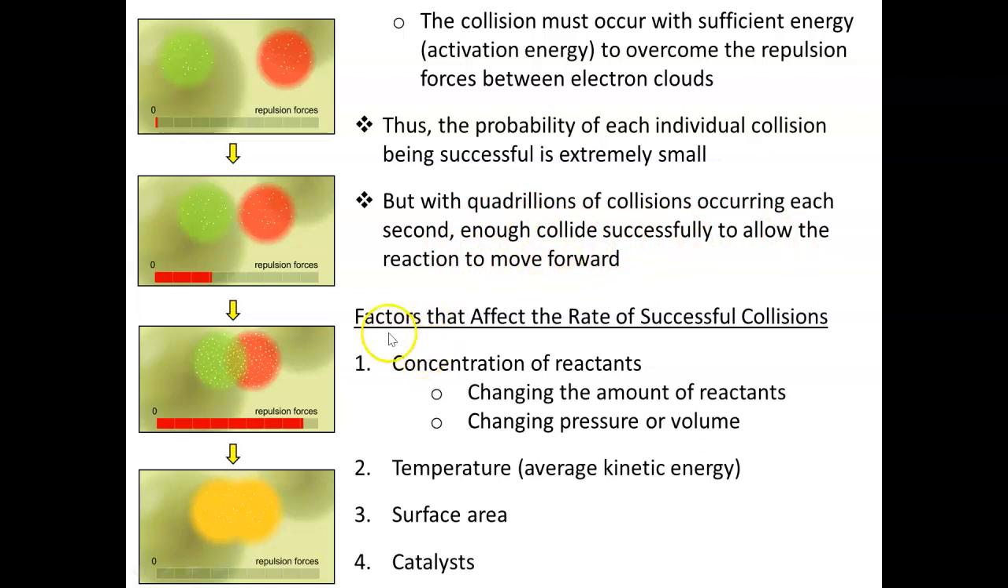Keeping this in mind, there are 4 factors in general that affect the rate of successful collisions. The first variable or factor is concentration. By changing the amount of reactants or changing the pressure or volume of the container that they are in, we can change how crowded or how concentrated the reactants are. Now, this doesn't mean that we're making each collision luckier or more likely to succeed. Instead, what we're doing is increasing or decreasing the number of collisions per second.